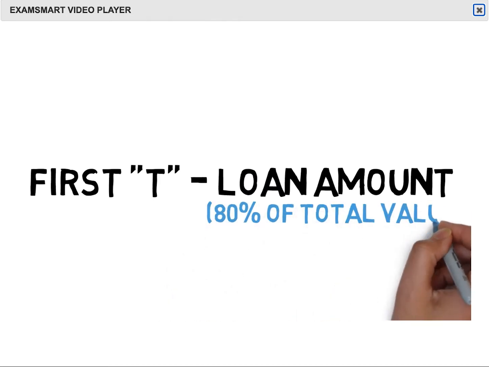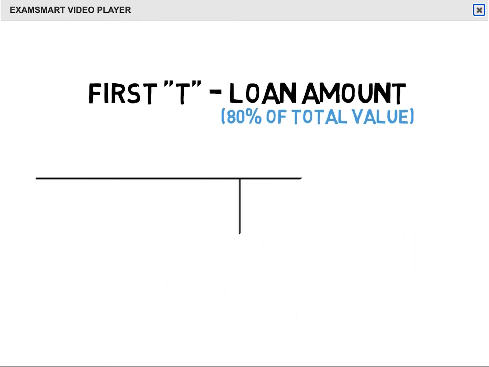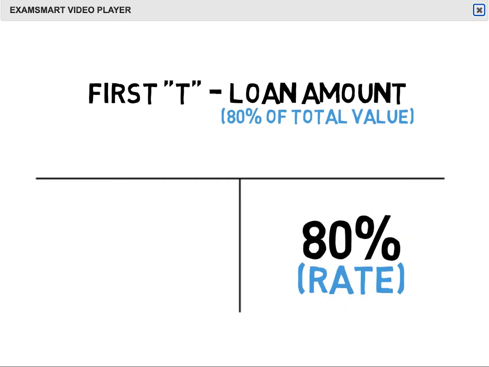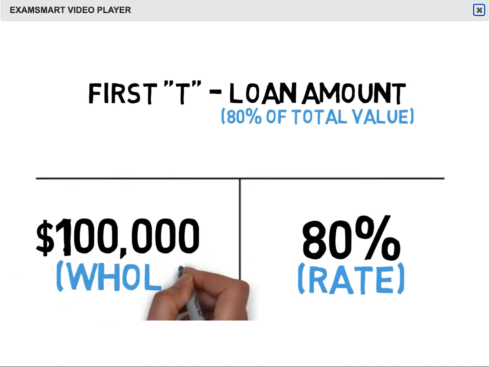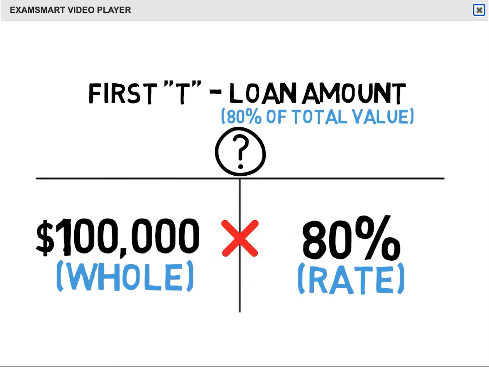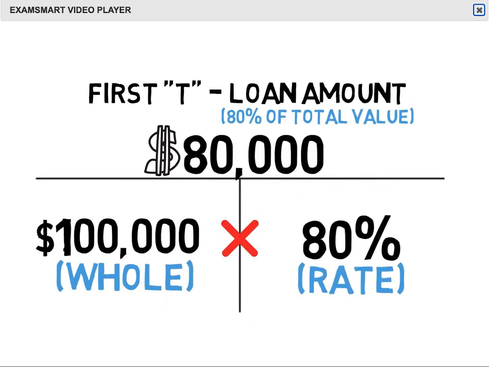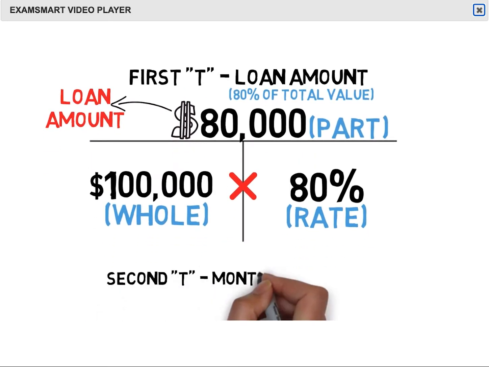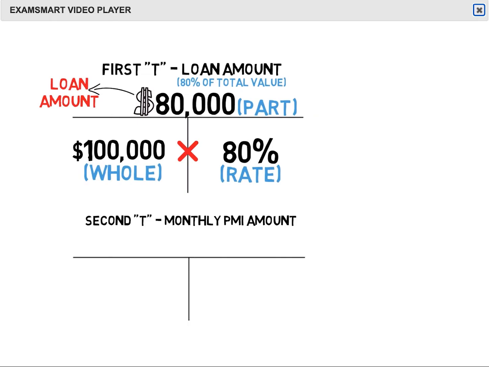Notice that the loan is 80% of the total value. So in our first T, 80% goes in the bottom right. On the bottom left for the whole amount, that will be the $100,000 purchase price. So our formula tells us to multiply straight across. So we would take $100,000 times 80%, and that would give us $80,000 for our part, or for our loan amount.